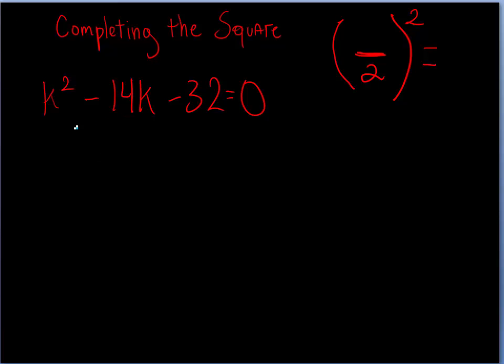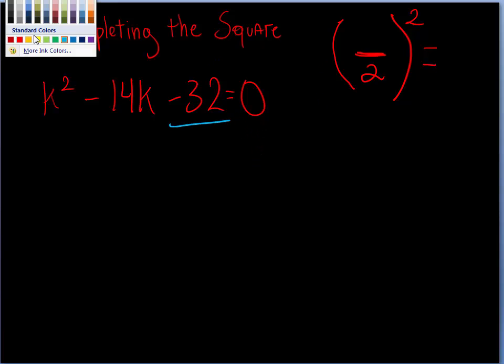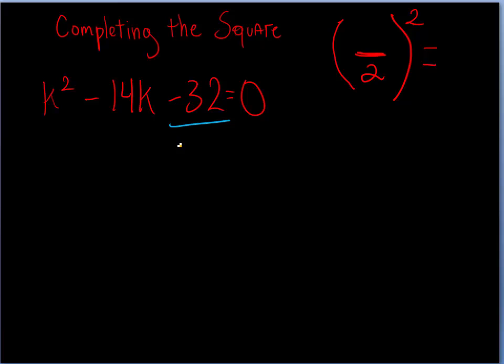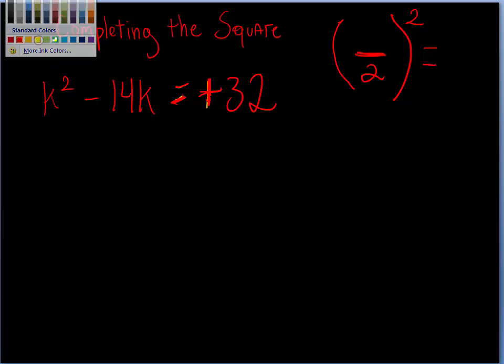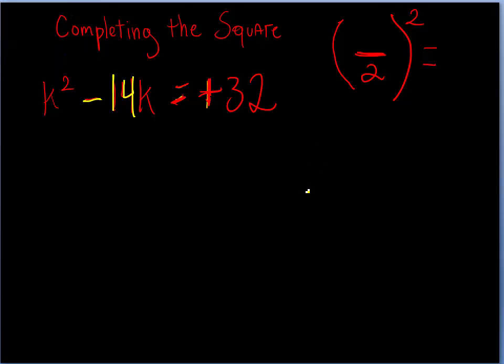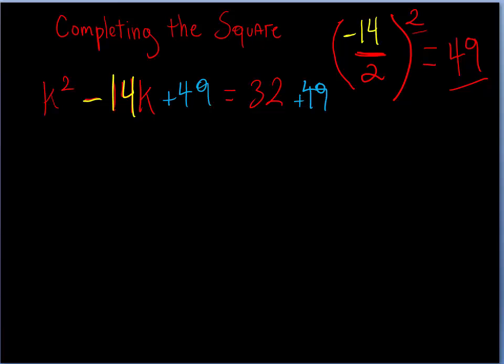Let's try it again. K squared minus 14k minus 32 equals 0. So get rid of the last term. We add 32 to both sides. Alright? Now take the second term and divide it by 2 and then square the result. Negative 14 divided by 2 squared equals 49. We add 49 to both sides. Alright, now that we have 49 on both sides, we simplify the right side. The right side equals positive 81.